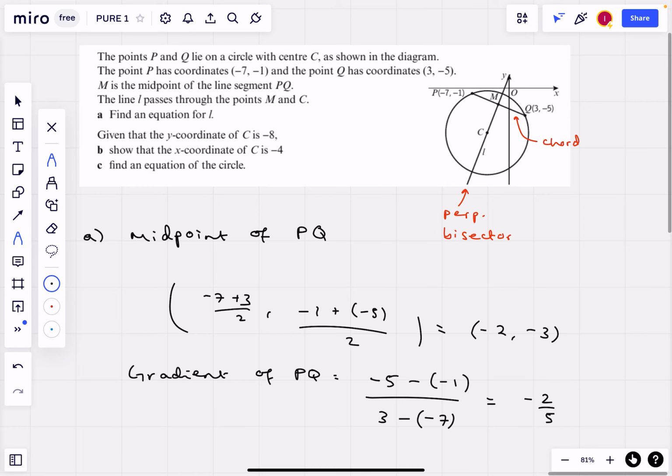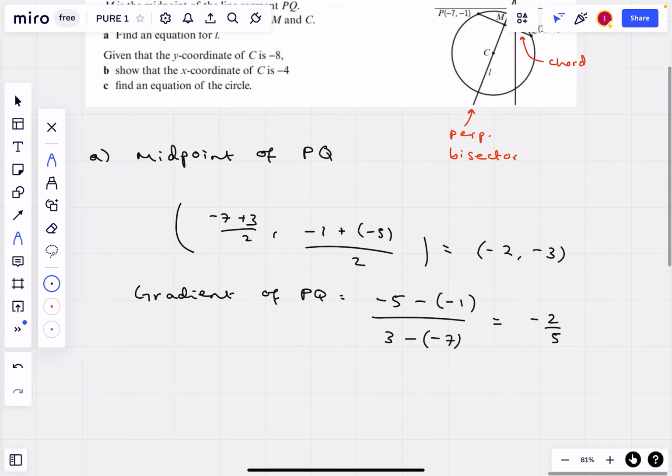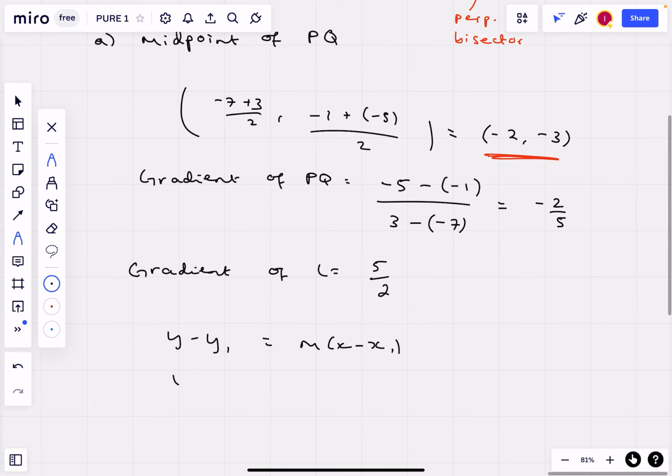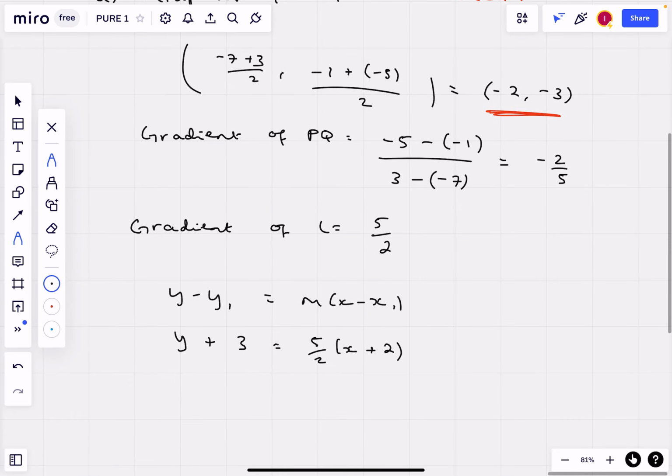Okay, the line L is perpendicular to PQ. So the gradient of L is going to be the minus reciprocal of the gradient of PQ, 5 over 2. Okay, so y minus y1 equals m times (x minus x1), where you're going to make use of these coordinates. y plus 3 is equal to 5 over 2 times (x plus 2). When you simplify that, you get y equals 5 over 2 x plus 2. Okay. Next.